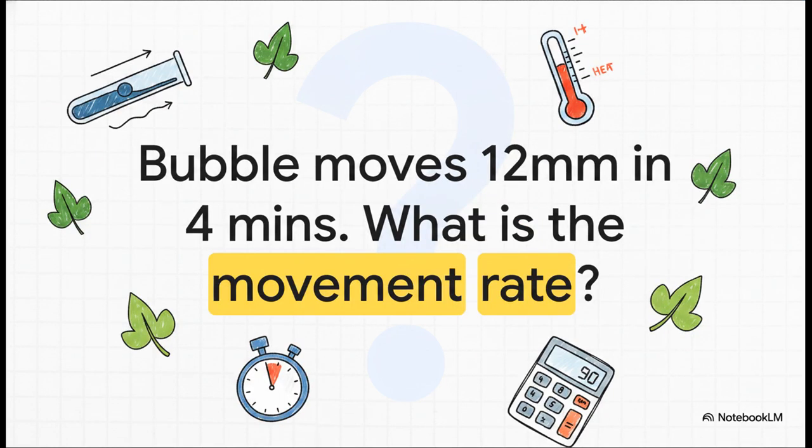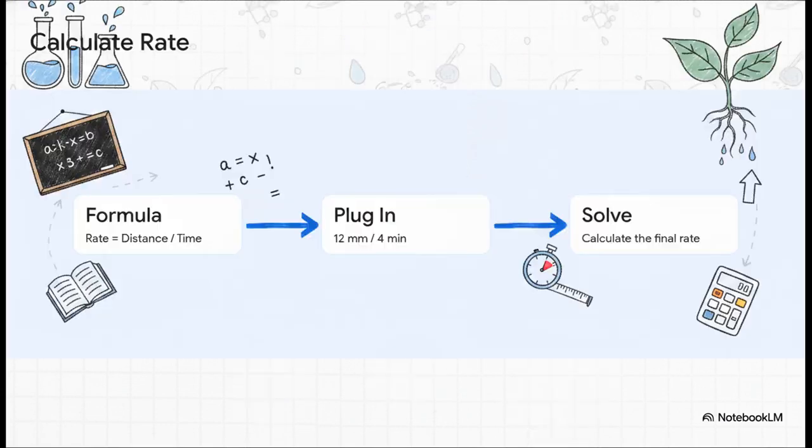Okay, let's turn up the heat a bit for quiz 3 with some practical math. A bubble moves 12 millimeters through a potometer tube in 4 minutes. What is its rate of movement? Now, don't panic if math isn't your favorite subject. Just think back to the formula we discussed. How exactly do we find a rate when we're given a distance and a time? Let's just break it down together, step by step.